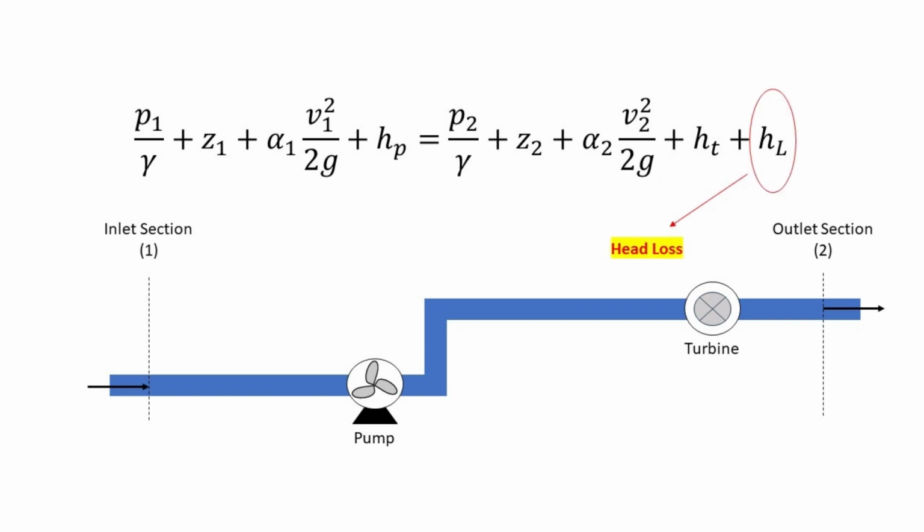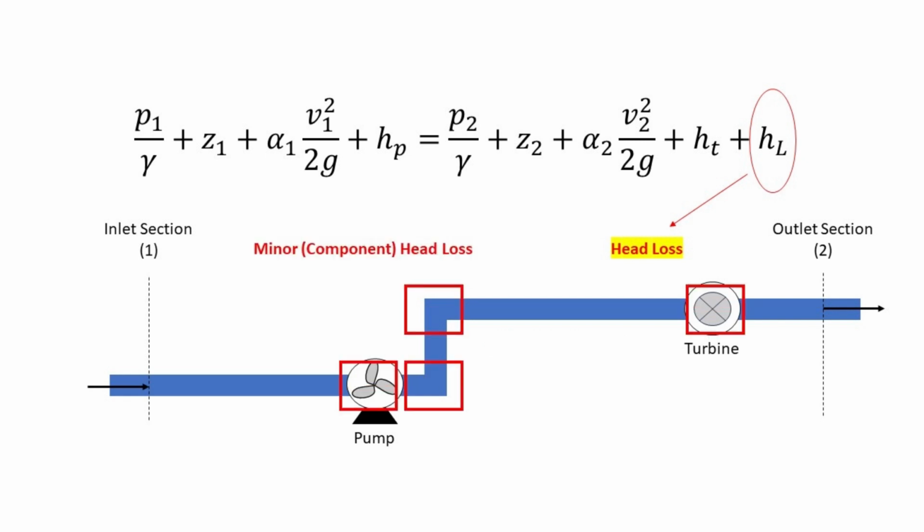The last term in the energy equation is called head loss. Head loss, as the name suggests, indicates energy losses in the flow. There are two types of head loss. 1. Major head loss, also known as pipe head loss. It occurs all along the pipeline, mainly due to the viscous effects of the fluid and the dissipation of energy in the form of heat.